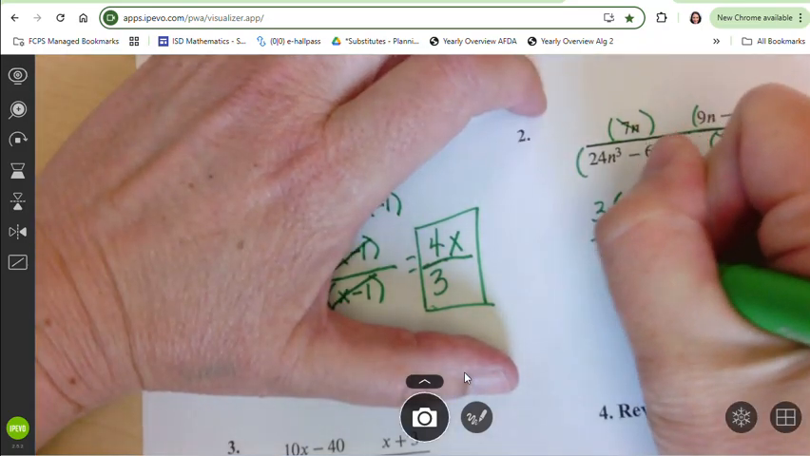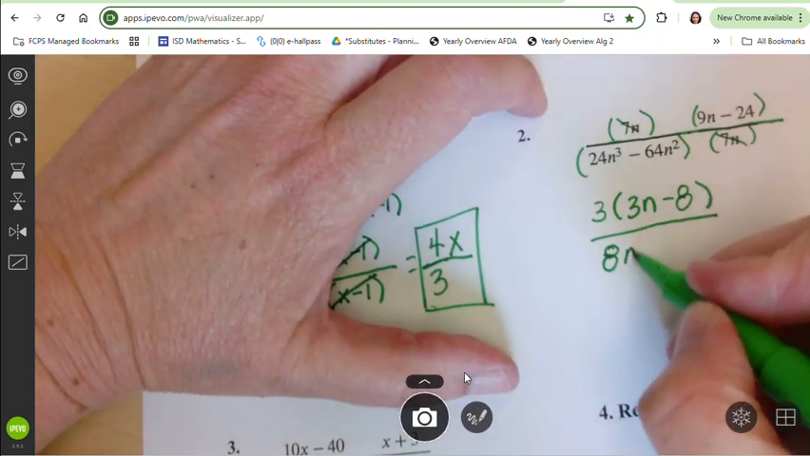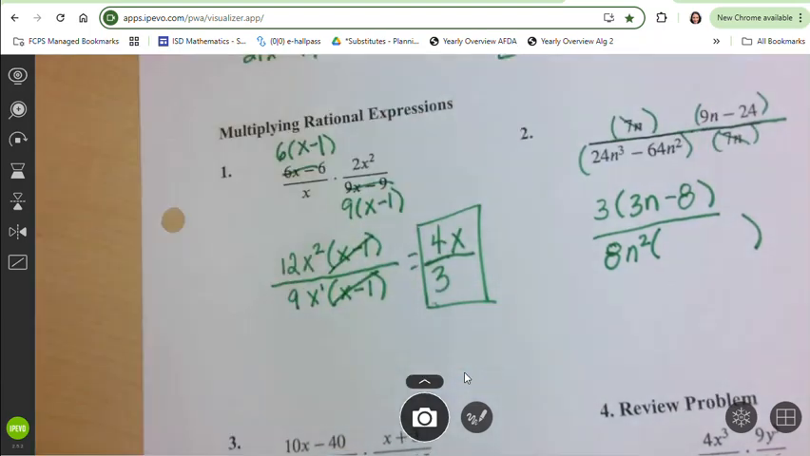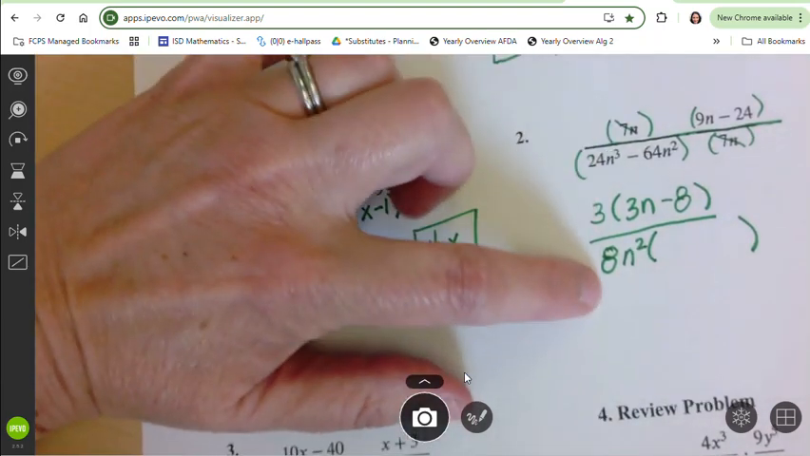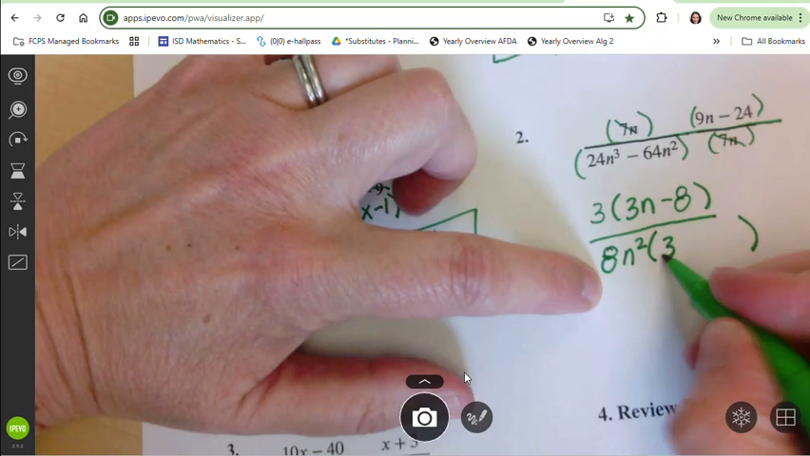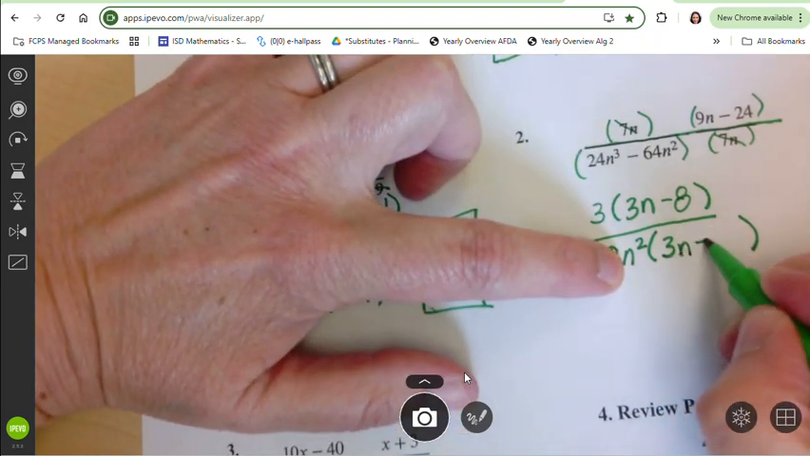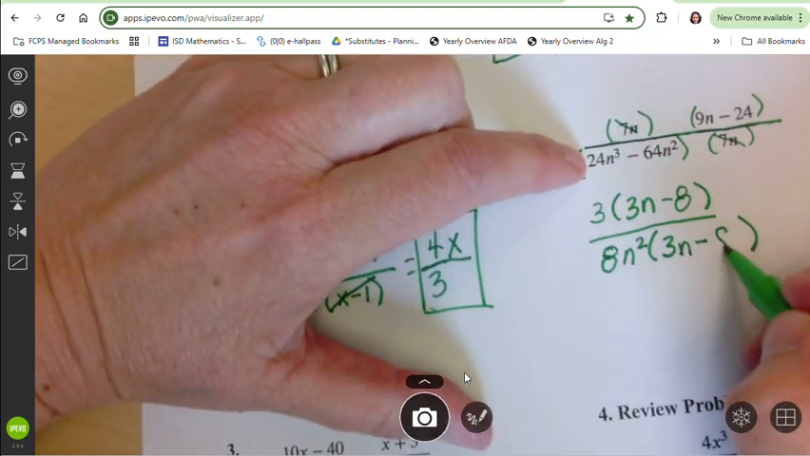So I'm going to take out 8. This has n to the 3, and this has n to the 2. So I can also factor out n squared. Okay, 24 divided by 8 is 3, and n to the 3 divided by n squared is n to the 1. 64n squared divided by 8n squared is 8.